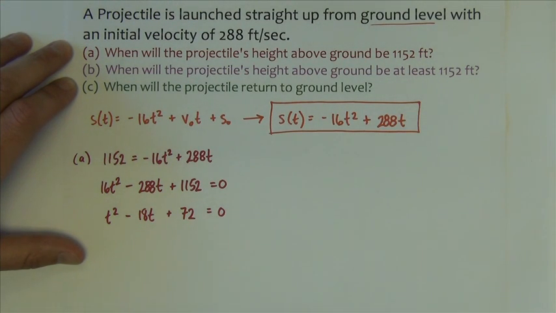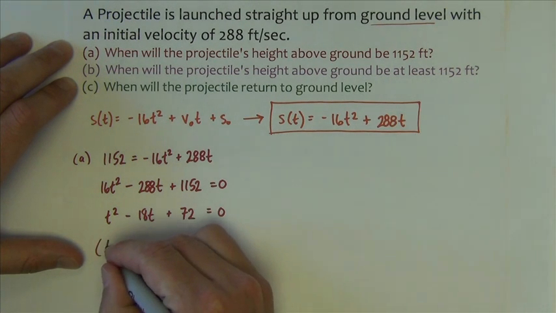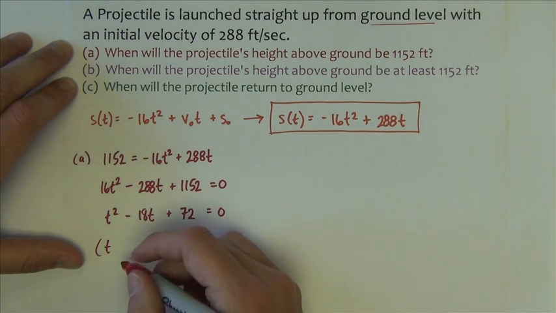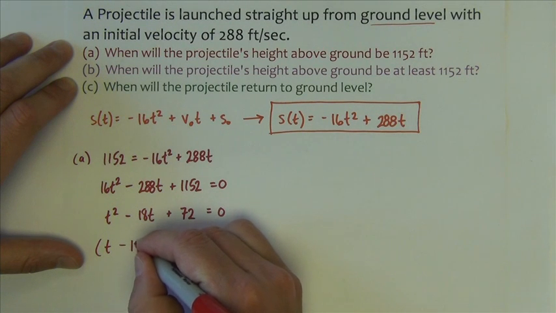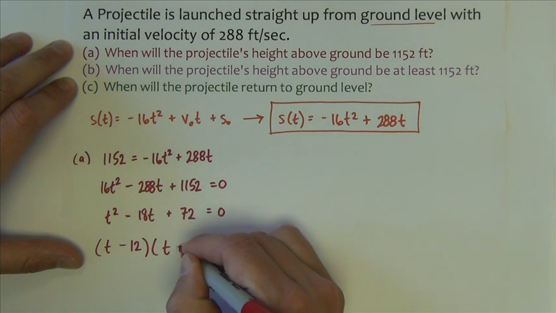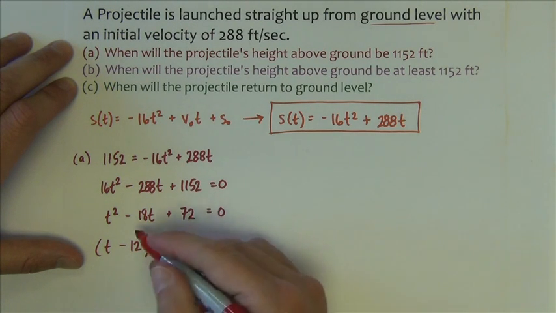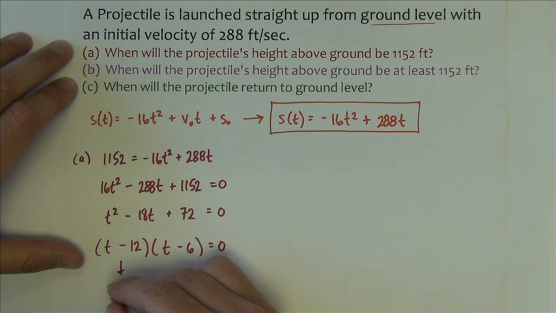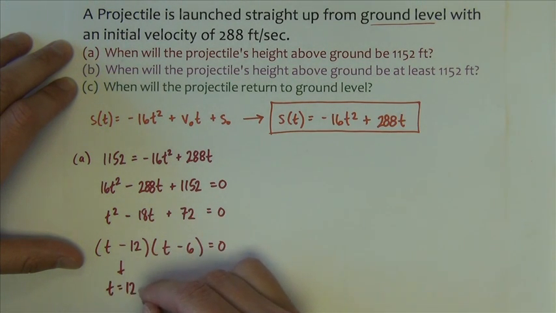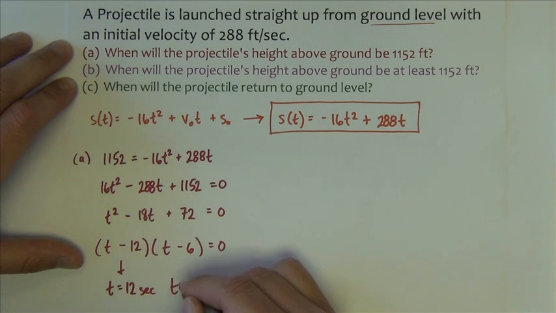And now can we factor this? Is it possible to factor this? We find that we can factor this. It's going to be t minus 12 and t minus 6. 12 and 6 multiply to 72 and add to negative 18. So at t equals 12 seconds and t equals 6 seconds.